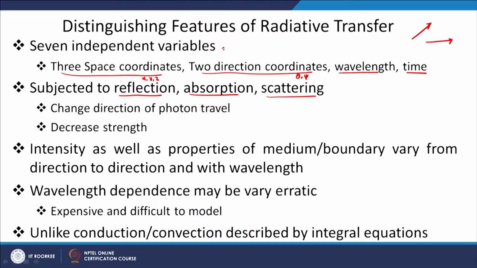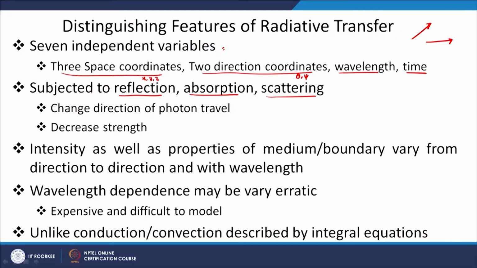Then the radiation is subjected to reflection, absorption and scattering. Heat transfer by conduction and convection is by diffusion, while heat transfer by radiation involves not only diffusion, which is basically the absorption and scattering, but also reflection. Due to scattering, the photon may change direction. Suppose there is a radiation travelling in one direction, and then there is a particle. After hitting this particle, the photon may travel in a different direction. So, this is called scattering. This change in direction again is going to create a lot of problems for us when we solve the radiative transfer equation.